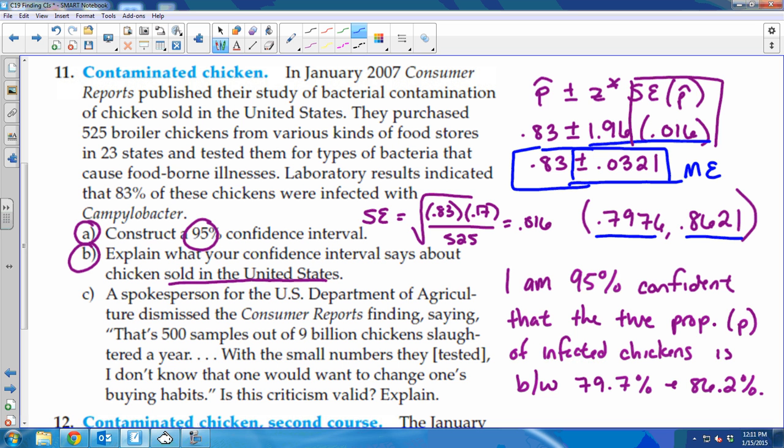So I don't really think it matters what the sample size is, or if you do a new sample or whatever you want to do, I'm pretty sure it's in this interval, right? So I'm pretty sure that there's lots of chickens infected. Does that make sense? So it shouldn't matter what your sample size is. It shouldn't matter if you do a new sample. I'm still this much confident about this particular interval. Does that make sense? Yes? Okay.